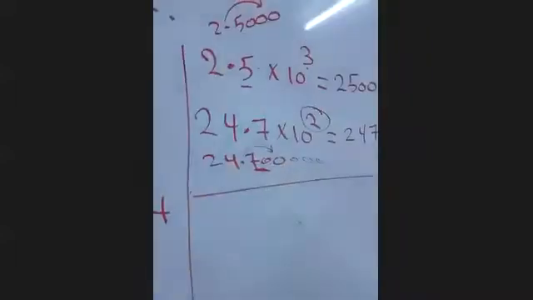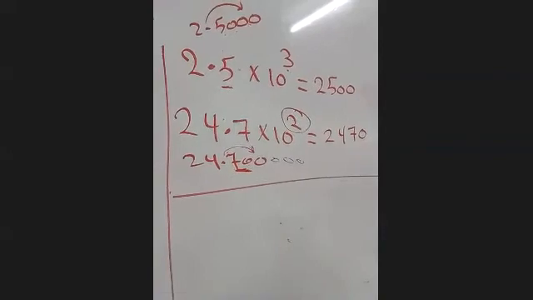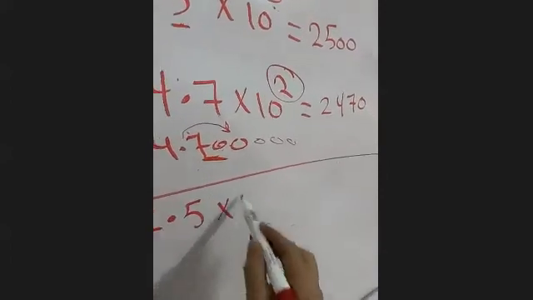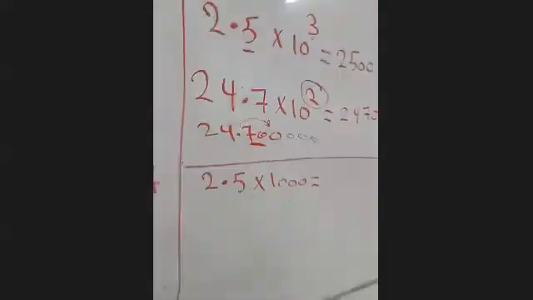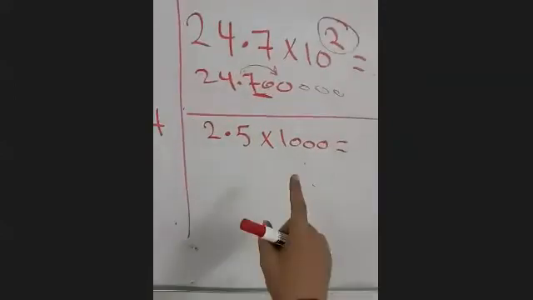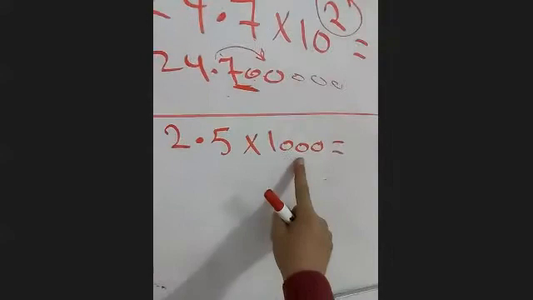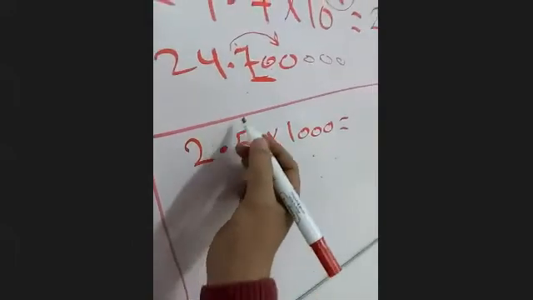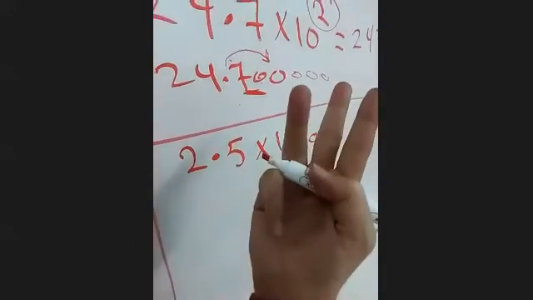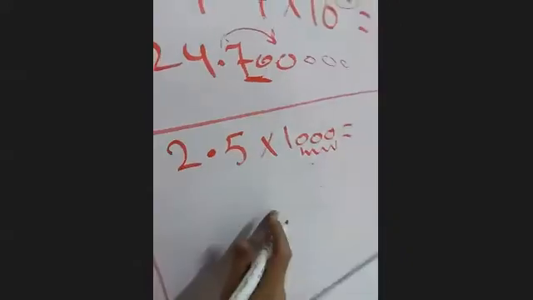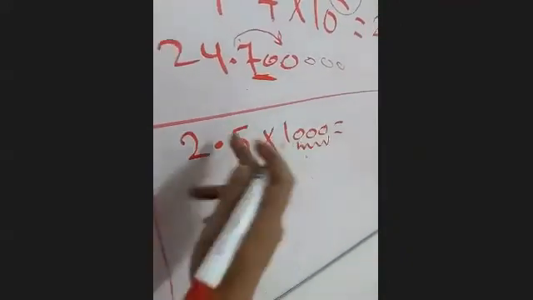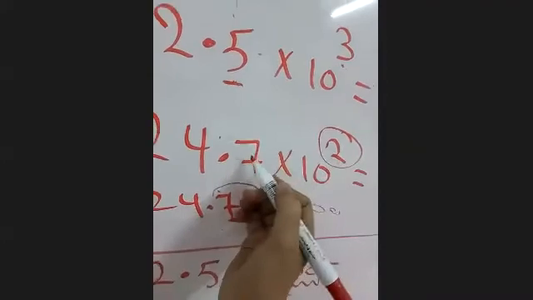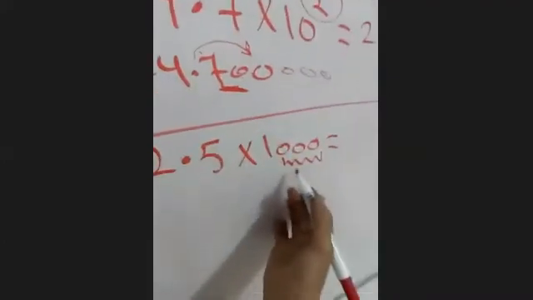Yes, mister. If we have a number like 2.5 multiply 1000, what will we do? Without power. Now the 1000, how many zeros does it have? 3 zeros. This means we can push the decimal how many digits? 3 times, the number of zeros. If we don't have a power and we have 1000, we need to push the decimal 3 times. If we have a power like this, 2 times, 3 times. Here we don't have a power, we have 1000, right?